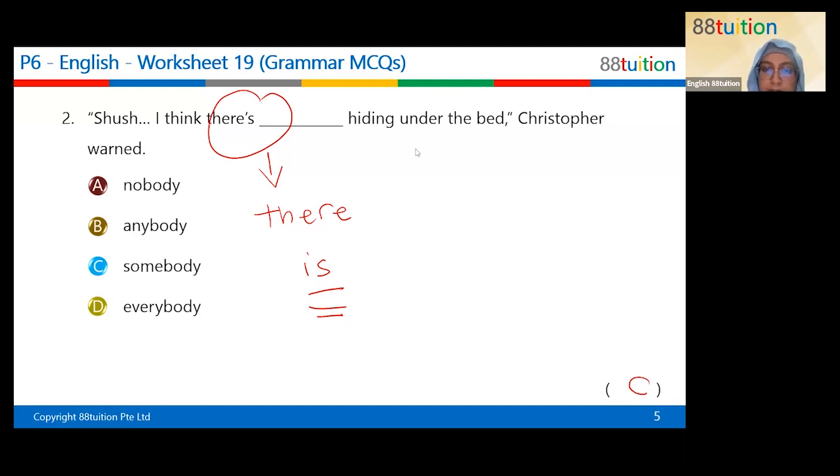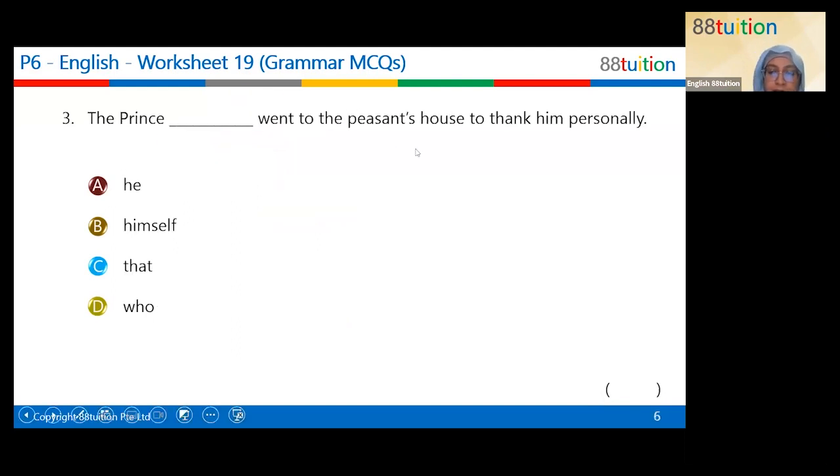Okay, next one. The prince went to the peasant's house to thank him personally. Type in the chat. The clue is here. The prince himself went to the peasant's house to thank him personally.